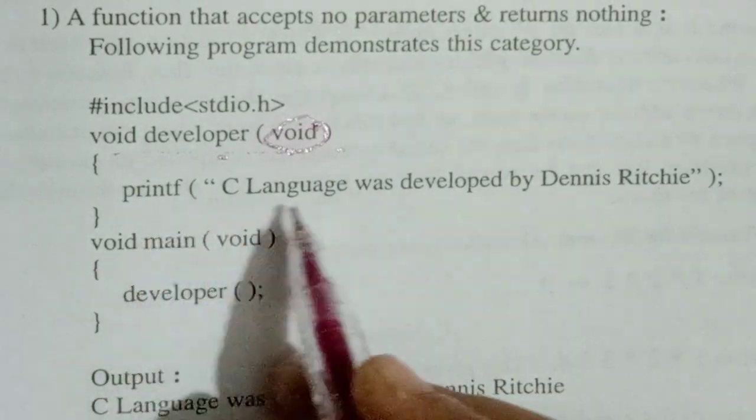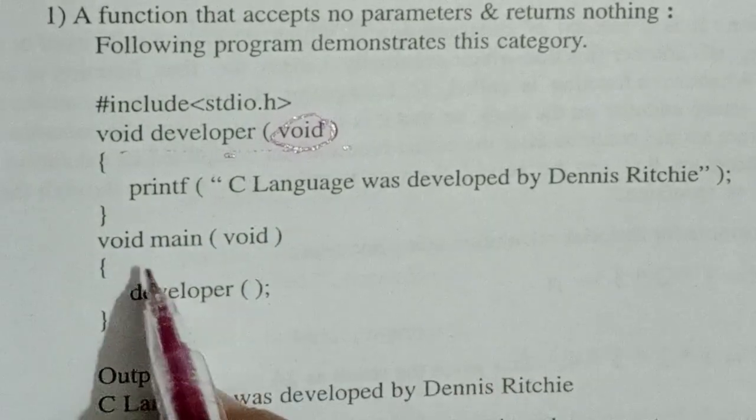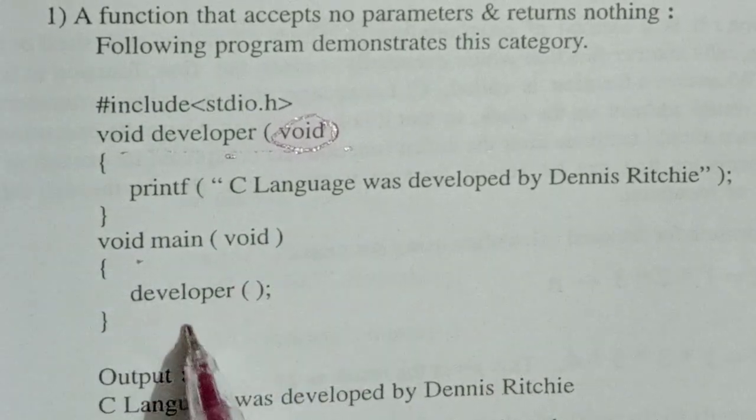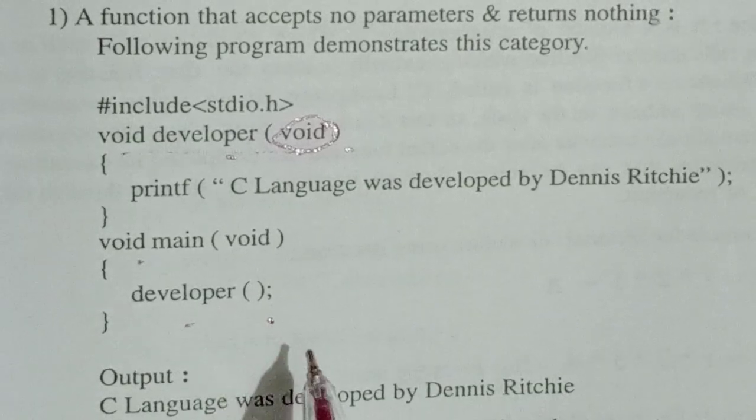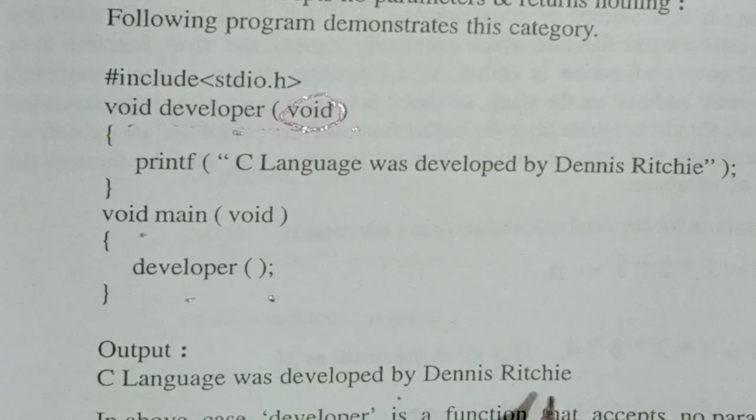Now we are writing here the message: C language was developed by Dennis Ritchie. So this message will be printed, and inside void main we are calling the function developer. And what will be the output for this program? C language was developed by Dennis Ritchie.